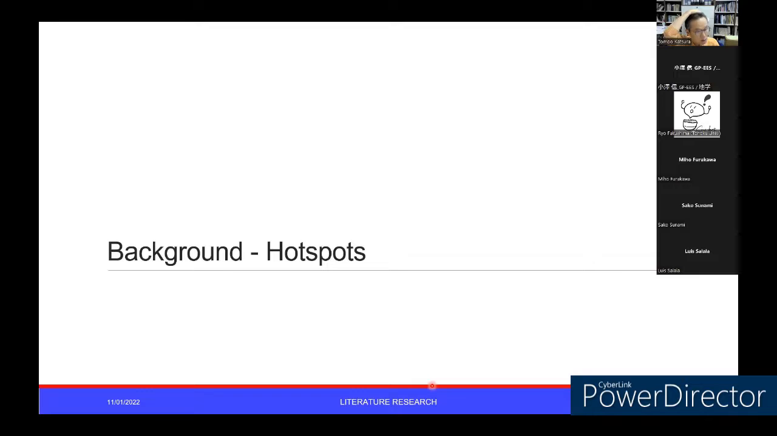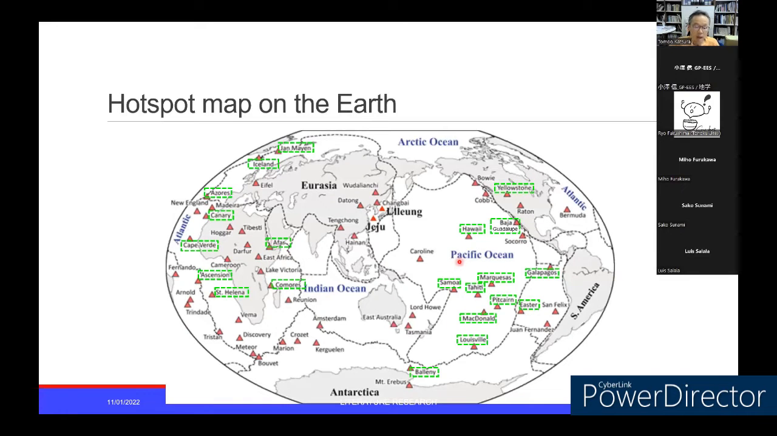Then let me talk about several backgrounds to understand this paper. First is the hotspots. As I told you, hotspots are volcanic activity not related to the subduction zones. This is a map of the locations of the hotspots.